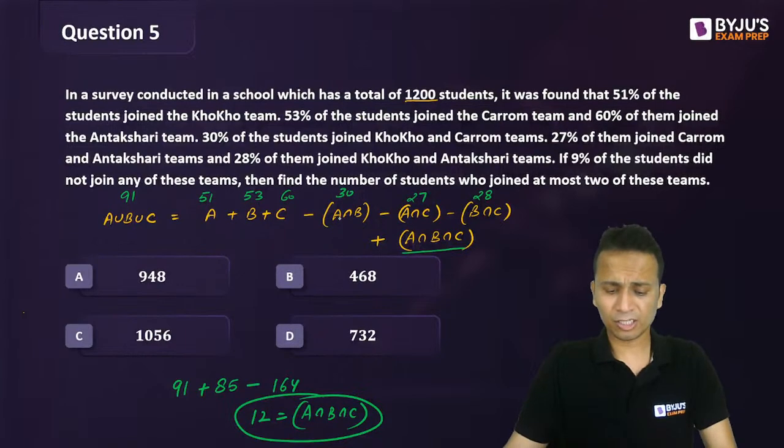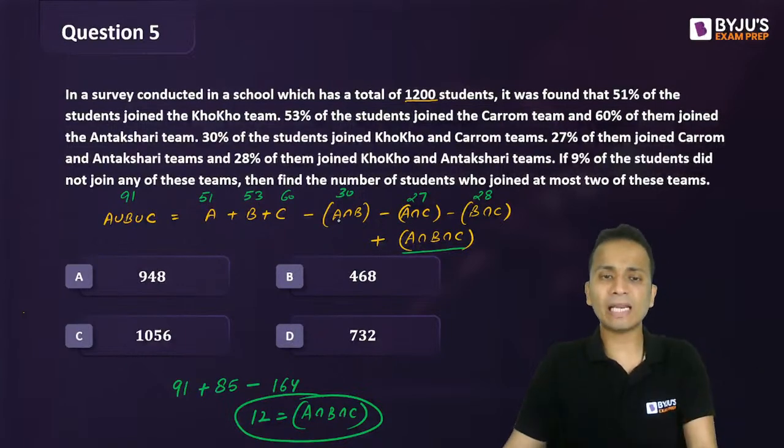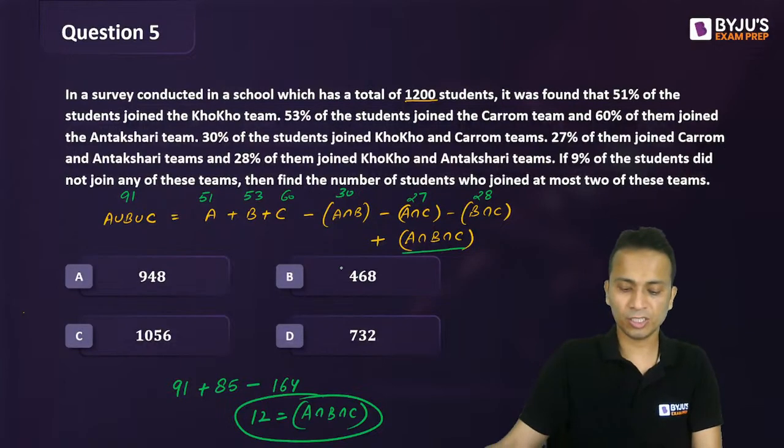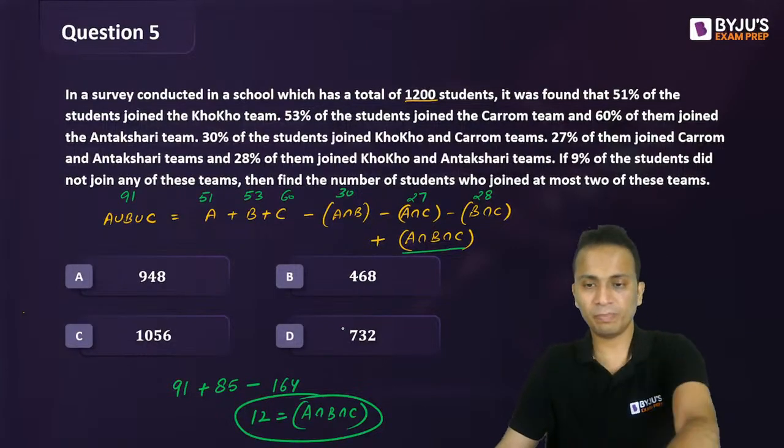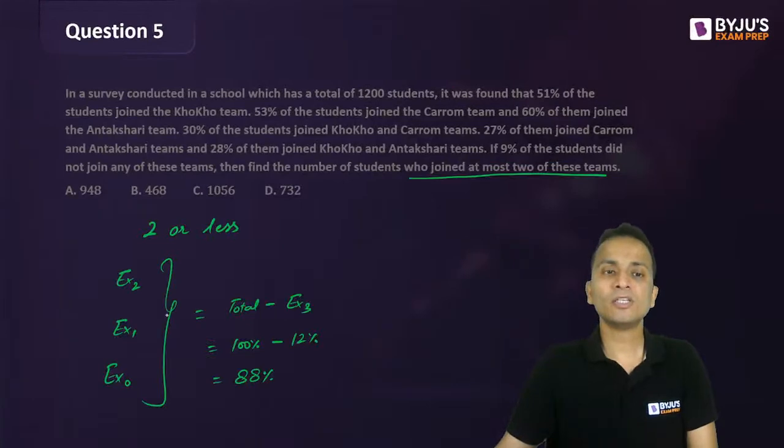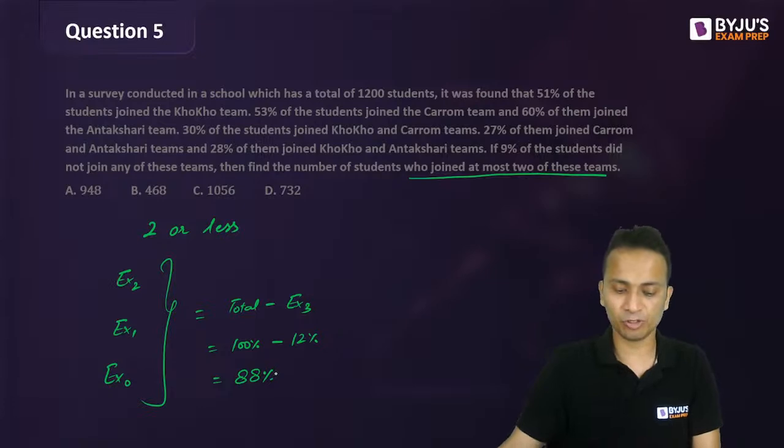So these are the calculations that I've done. You can cross check your calculations. It should be 12 percentage, not 2 percentage. Okay. All right. So people have confirmed. Nice. So I have to find out at most 2, which is exactly 2 plus exactly 1 plus exactly 0, which should be total minus exactly 3, which is 88 percentage.